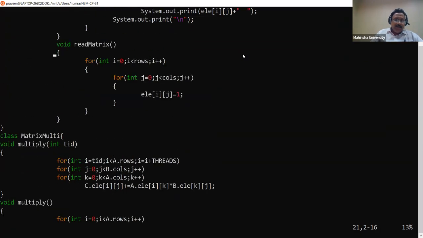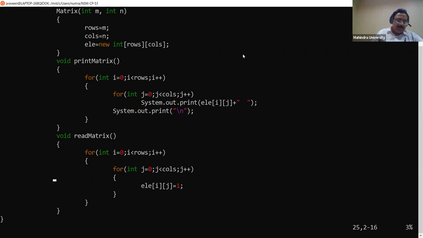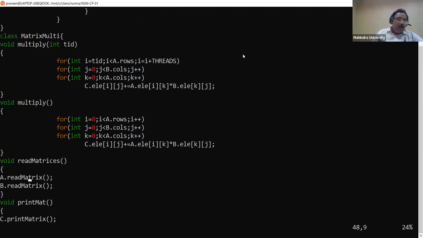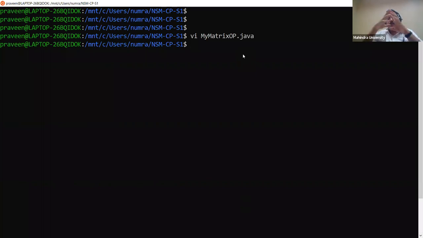The remaining part of the code is very simple. This is class matrix. The purpose of this class is to read the particular matrix. For the sake of simplicity, I initialized all the elements with one. If you want, you can initialize all the elements with some random number. Here we have two functions: one is multiply with a particular thread ID, and the second one is simple multiply. For normal matrix multiplication, we call this particular multiply method. For multi-thread matrix multiplication, we pass the particular thread ID as an argument to the multiply int TID function. That is the source code. If you need more explanation, I'm here to explain the source code.